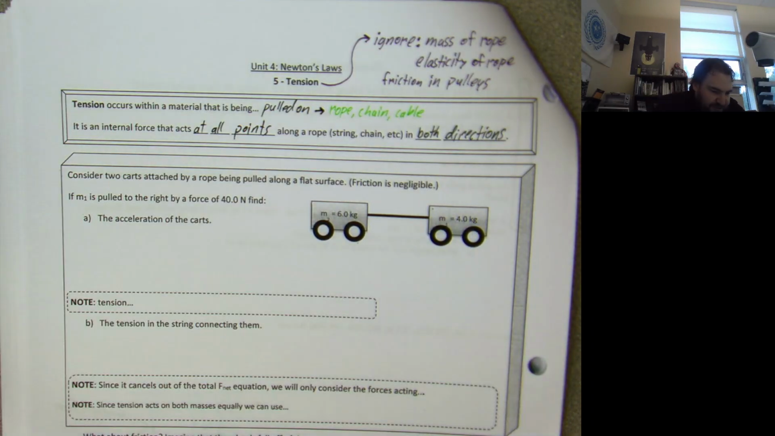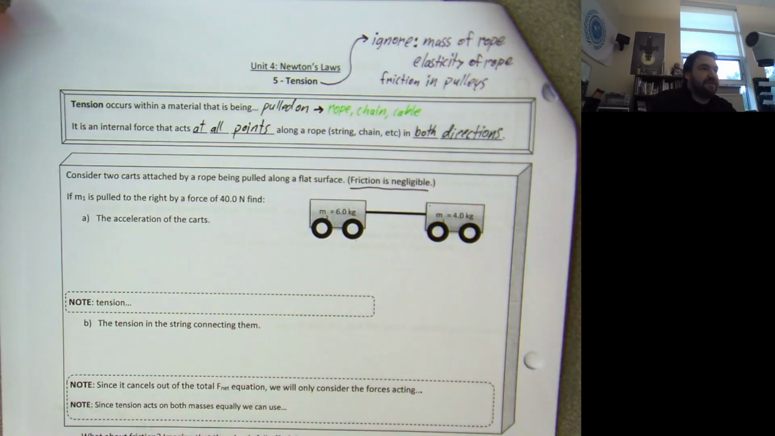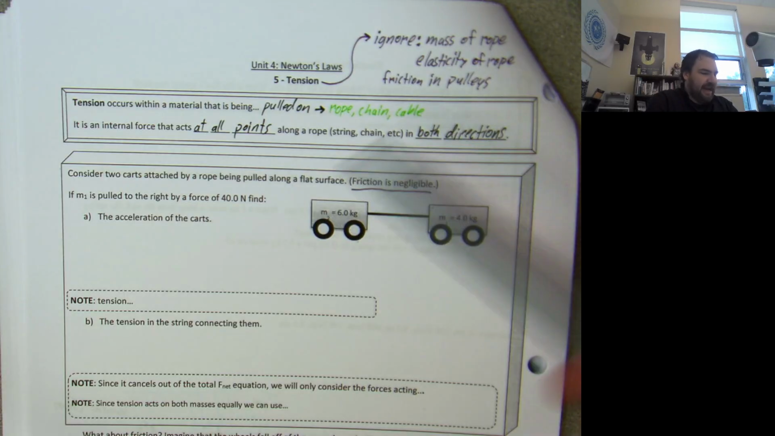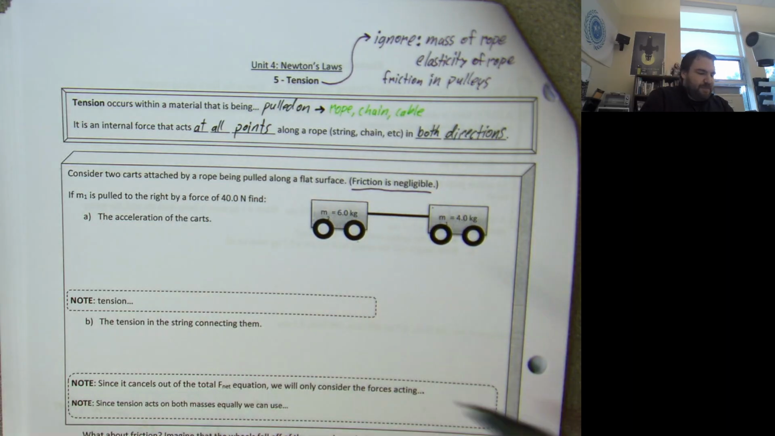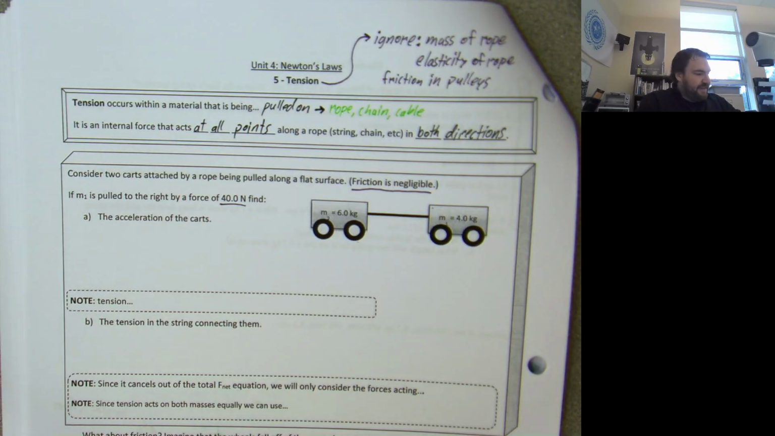So, consider two carts being attached by a rope along a flat surface. In this case, we're ignoring friction. I didn't have wheels on those things. If I did, we could ignore friction. But in this case, we're going to talk about friction being negligible. This is effectively what I did. I took one of the masses and I pulled it to the right with a force. I don't know what force I used, but let's assume it was 40 newtons. We want to find the acceleration of the carts.